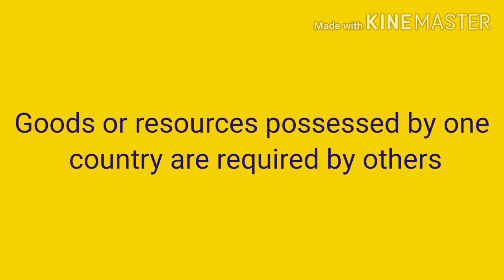Goods or resources possessed by one country are required by other countries also. These differences create conditions for international trade. That means some goods are in great availability in some countries, and some resources are deficient in some countries. So if trade contact is going on between these two countries, then all these problems we can overcome. So goods and resources possessed by one country and required by others create a condition for international trade.